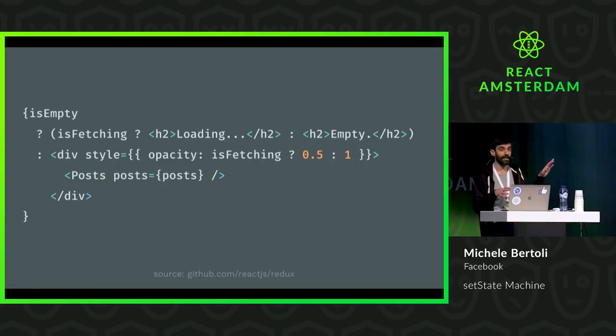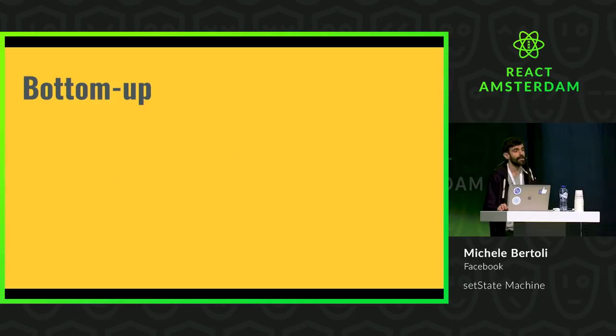And this can go even worse. This example is taken from the Redux repo, the async example. No blame on the author. I write code like this every day. But we use state flags here, like nested ternaries of state flags. So if the component is empty, we could either be fetching, and in that case we show a loading indicator, or it's actually empty. And if it's not empty, we show the posts. You got the point, right? State flags are all over the place. And this approach, where you start solving a simple problem and then you find out all the edge cases and you add on top of it, is called the bottom-up approach.